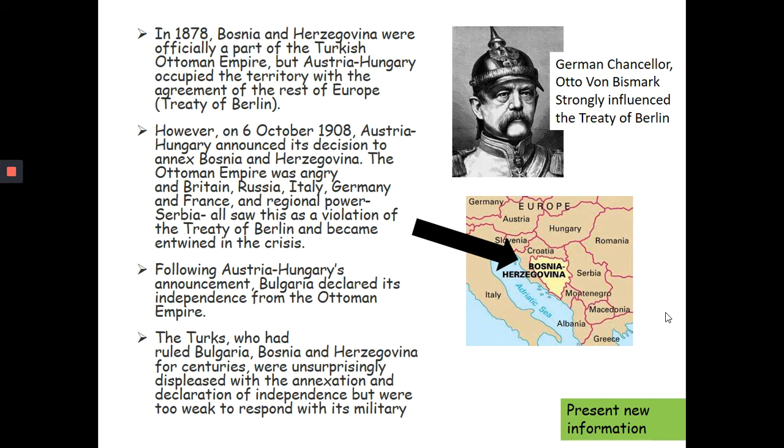However, on the 6th of October 1908, Austria-Hungary announced its decision to annex Bosnia and Herzegovina. The Ottoman Empire was angry, and Britain, Russia, Italy, Germany, and France, and the regional power of Serbia all saw this as a violation of the Treaty of Berlin and became entwined in the crisis. Following Austria-Hungary's announcement, Bulgaria too declared its independence from the Ottoman Empire. The Turks, who had ruled Bulgaria, Bosnia, and Herzegovina for centuries, were unsurprisingly displeased with the annexation and the declaration of independence, but they were too weak to respond with their military.